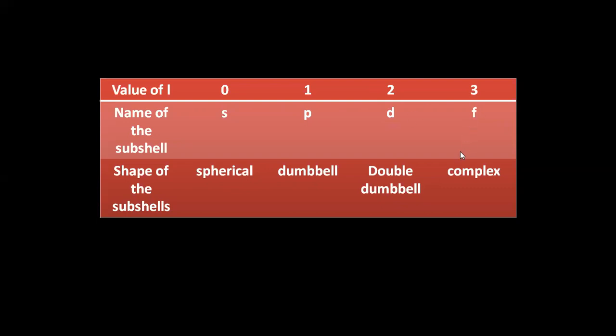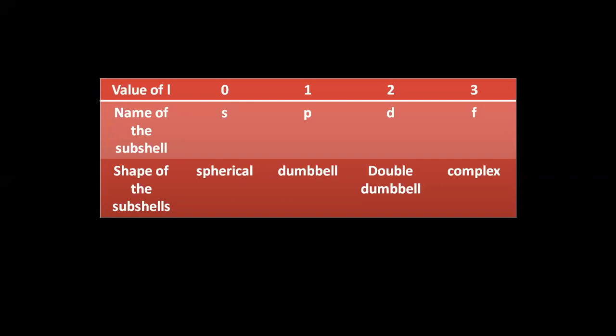Okay, so let's say I give you an example: if n is equal to 2, what are the values of L? So you'll write 0 to n minus 1, so 0 to 2 minus 1, which is 0 to 1. So it will be 0, comma 1. So there are two values of L, 0 and 1. So what is 0 and 1? That is S and P. So in energy level 2, what are the subshells present? S and P subshell. Let's say if anyone gives you n is equal to 3.